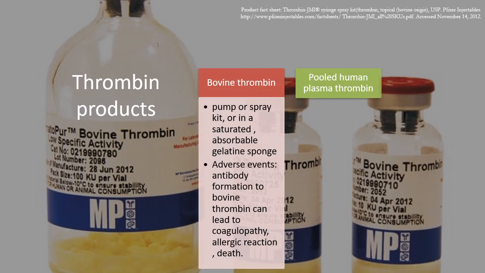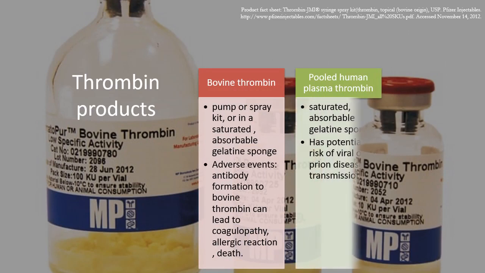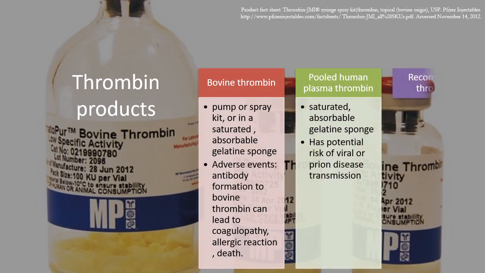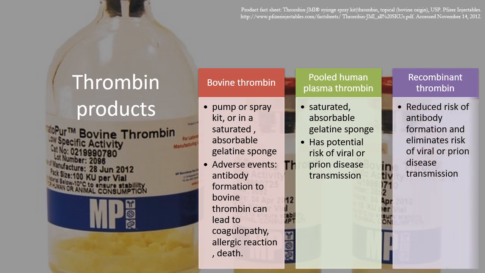The bovine thrombin is applied using a pump or spray, which comes in a kit or is in a saturated absorbable gelatin sponge. And the adverse effects of the bovine thrombin are antibody formation to bovine thrombin, which can lead to coagulopathy, allergic reactions, or even death.